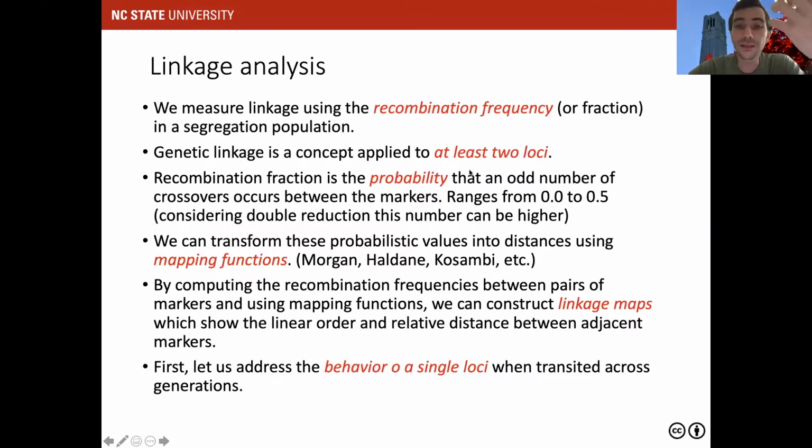The recombination fraction is actually a probability. It's the probability that an odd number of crossovers occur between 2 markers. It ranges from 0 to 0.5. This is considering no double reduction, because it can be a higher number when you have double reduction. During this presentation, I will not consider double reduction, because it's another layer of complexity to a subject that is already very complex. But we can discuss this.